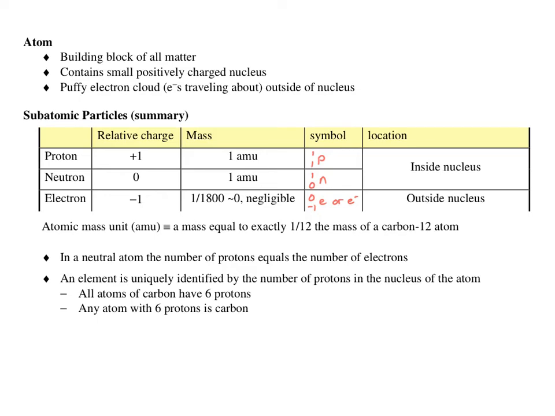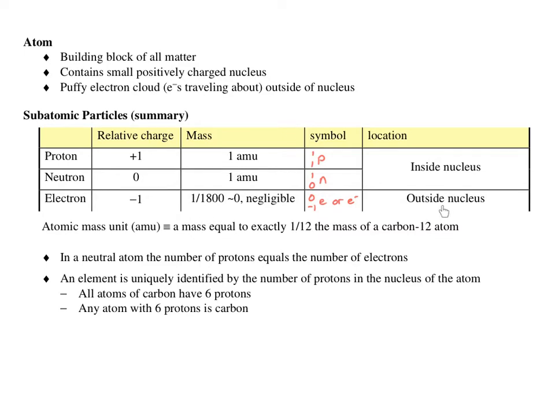Quick summary: an atom is the building block of all matter. It contains smaller parts. Inside the nucleus, we have protons and neutrons, both having about the same mass, but the proton has a positive 1 charge. The neutron has no charge, and the symbols are shown here.